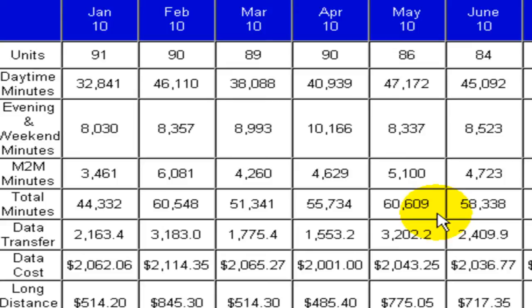If for some reason we know that May is our busiest month and yet the usage is only 30,000 minutes, then maybe that would set off some alarm bells and give you something to look a little further into to try to understand why, even though you know it's a busy season, suddenly your usage is lower.